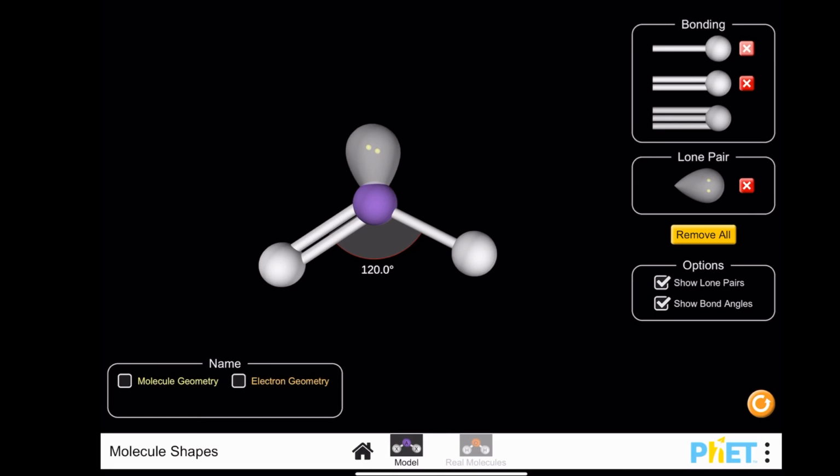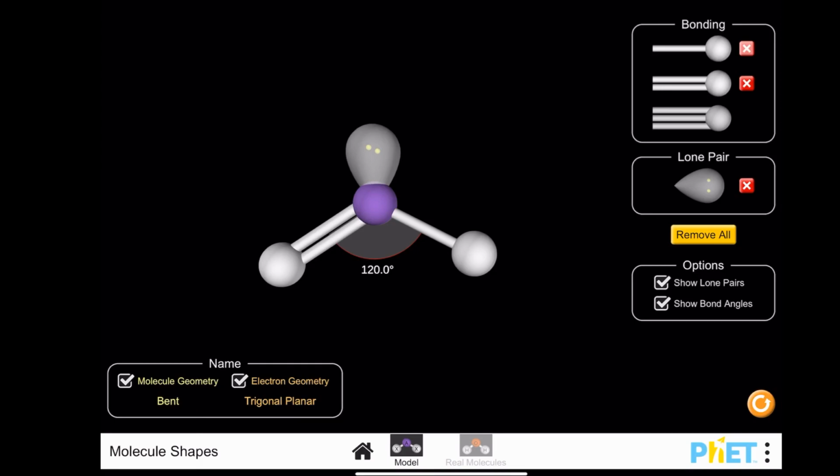And if we click in the lower left-hand corner, we can see the electron geometry. And remember, so far we've been looking at the electron geometry, where the electrons are. And the electrons are still in that same trigonal planar arrangement as before. But if we look at where the atoms are, that's called the molecular geometry or just geometry. And if I click on that, we can see that it's that bent shape there.